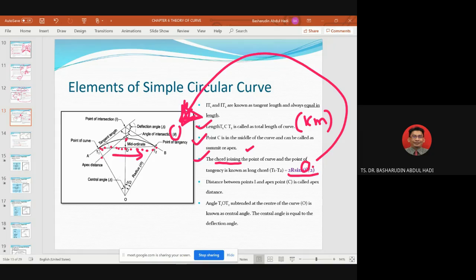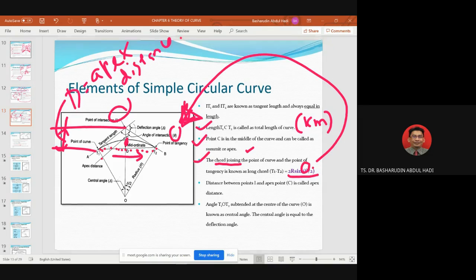The distance between point I and apex point C. So we have the distance here, we project here. The distance between point I and apex C is called the apex distance. Apex means something on top, something that is really important.